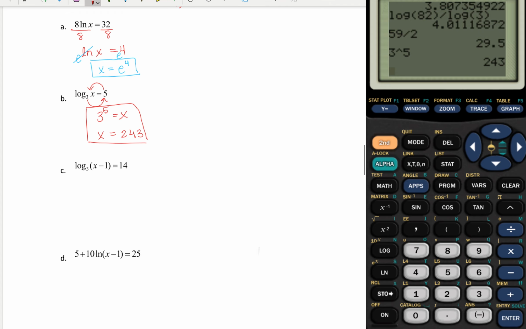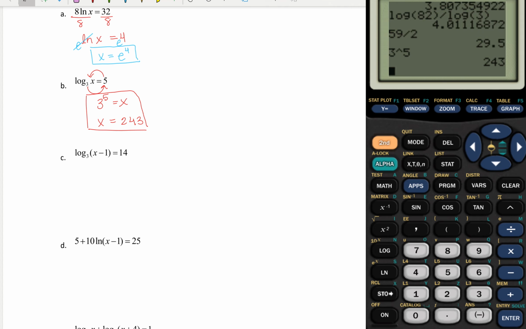All right, C, a little more complicated. I have a logarithm, nothing's in the front. So I know I'm going to have to use the circle method so that I get 3 raised to the power of 14 equals everything inside, so equals x minus 1. Now to solve for x, of course, I know I'm going to have to do plus 1. So I will get 3 raised to the power of 14 plus 1 equals x.